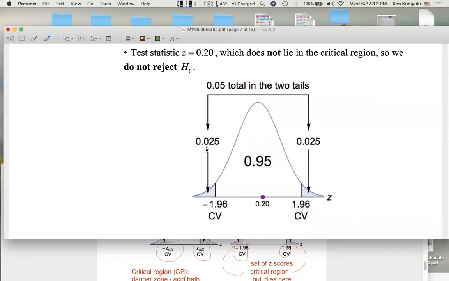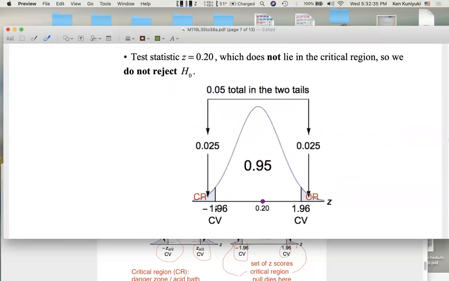Okay, test statistic is z equals 0.2. Remember, the critical region, the CR, I'll put that in red. The critical region corresponds to this piece of the number line over here, the z number line, and also this piece over here. The critical region is in two pieces: values for z less than this critical value, and values for z greater than this critical value.